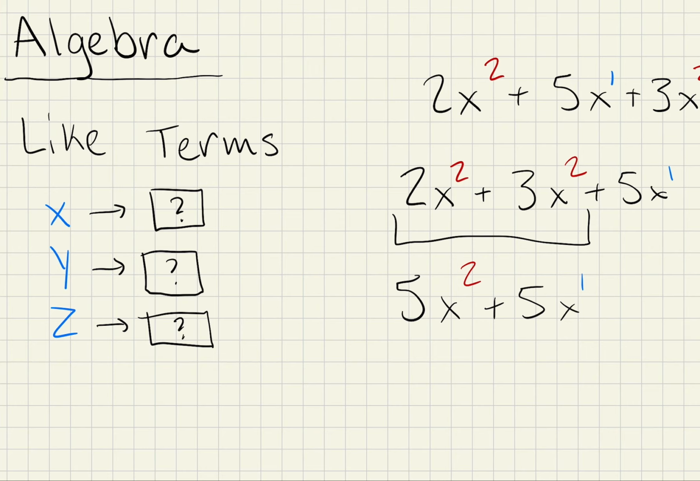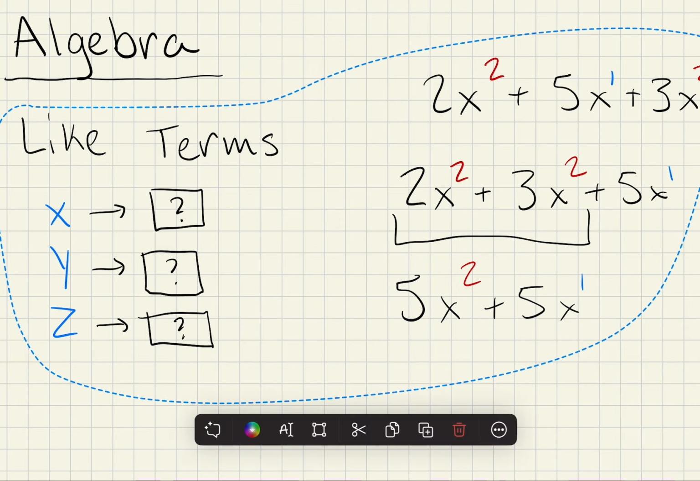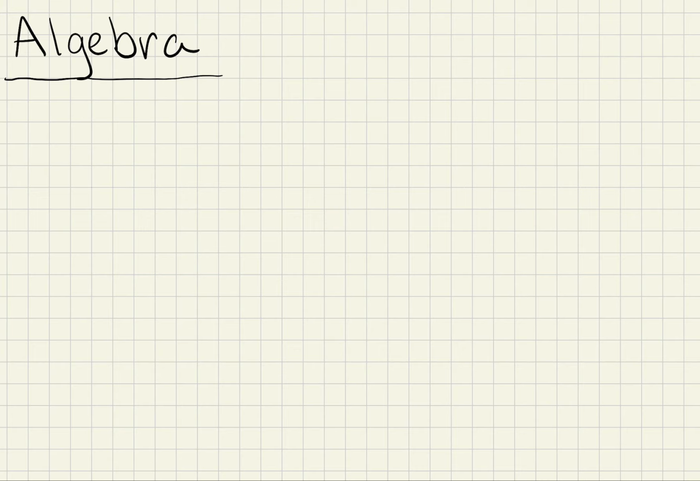So let's go ahead and move on now from like terms, and we'll cover our next subject here, which is the distributive property. So if we have 3 times 5, and we use parentheses here to indicate multiplication, this is simply 15, right?